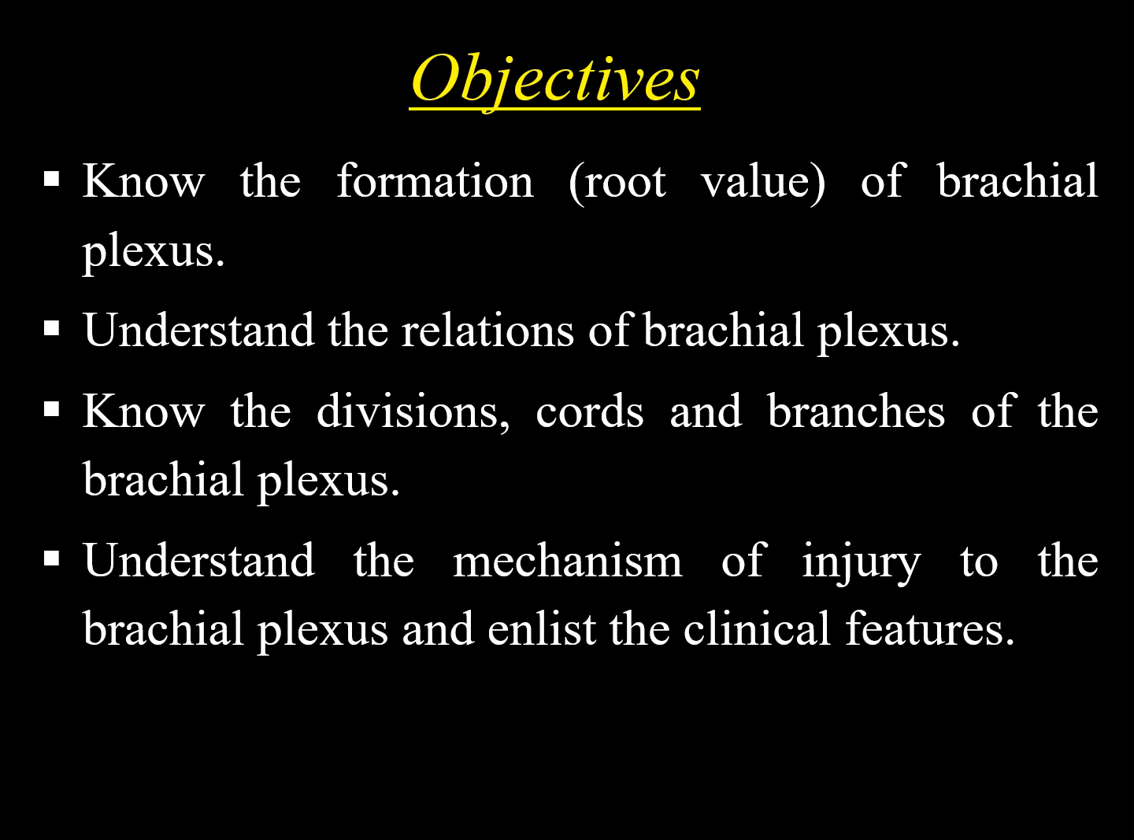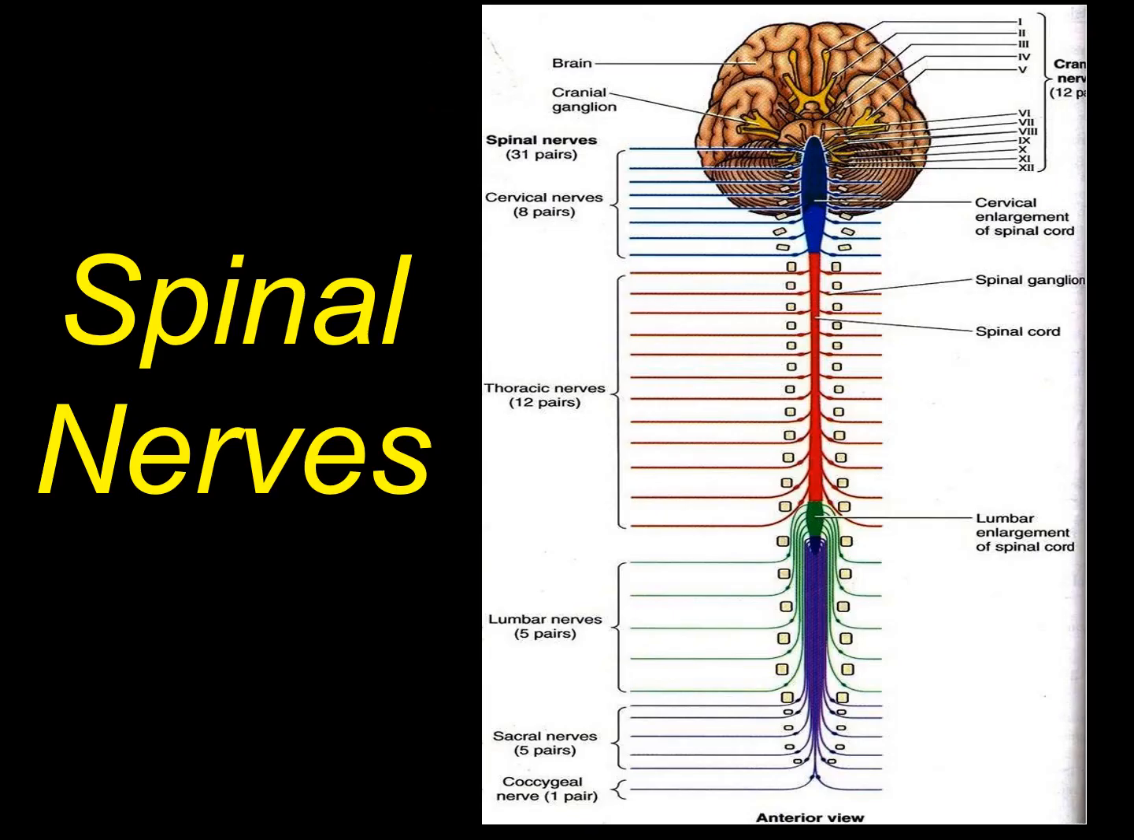Our objectives are to know the formation and root value of the brachial plexus, understand the relations of the brachial plexus, know the divisions, chords and branches of the brachial plexus, understand the mechanism of injury to the brachial plexus, and list the clinical features. So we start with the formation of spinal nerve.